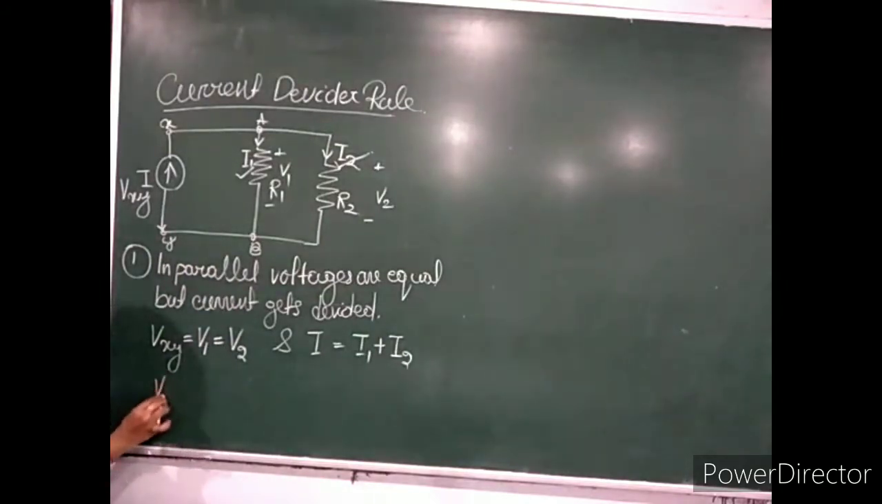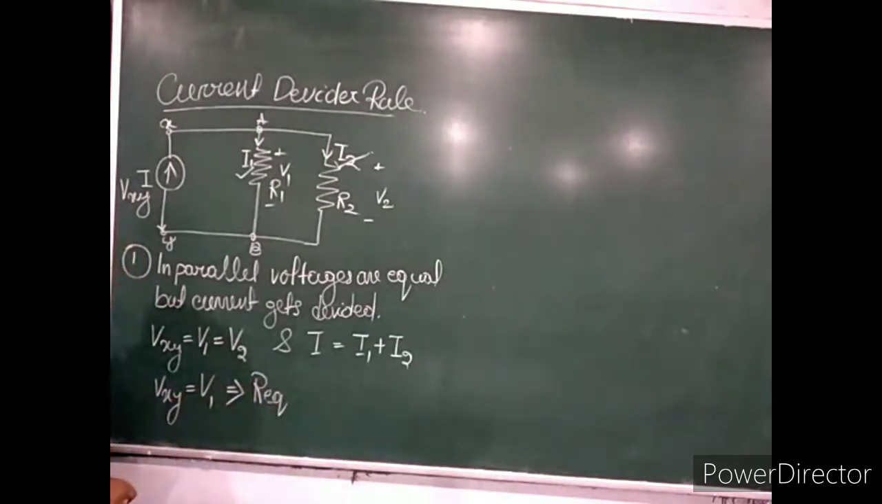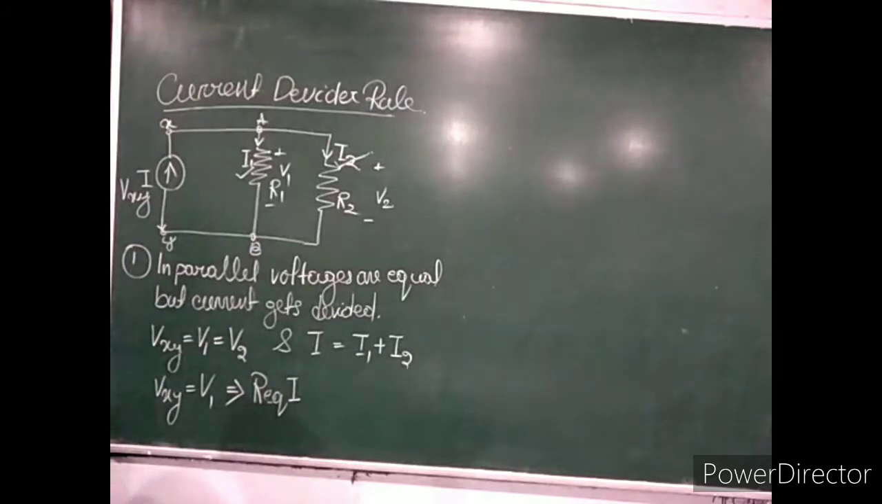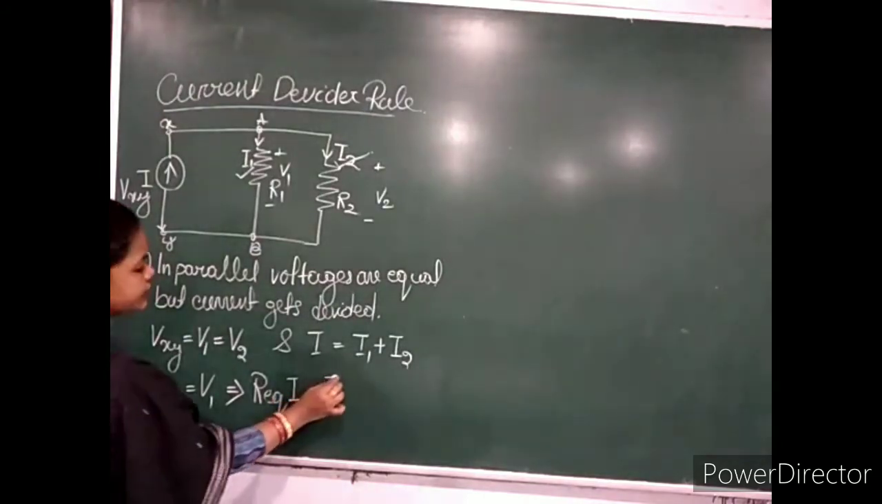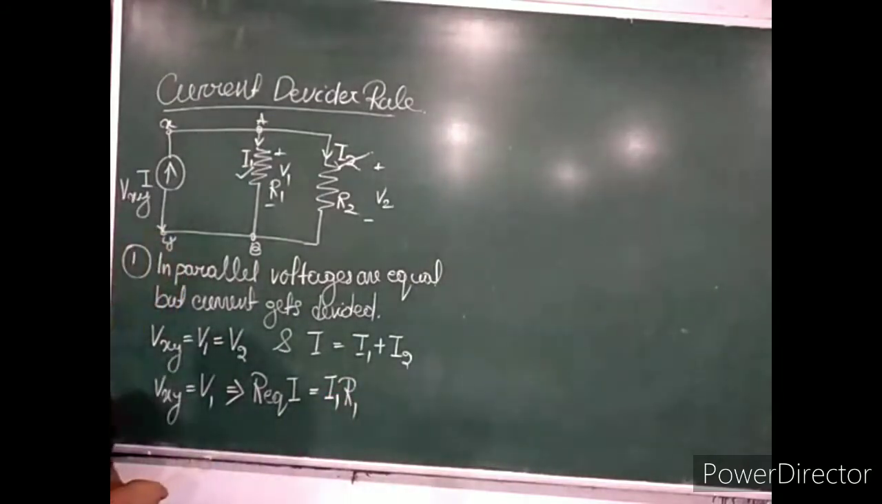Now let me compare Vxy with V1. What is Vxy? Vxy is the voltage across the XY terminal, that is, the total voltage of the circuit, which is equal to R equivalent, as it is a resistive circuit, the total resistance of the circuit, into the total current. It is by Ohm's law. And V1 is the current through R1 into its resistance R1.